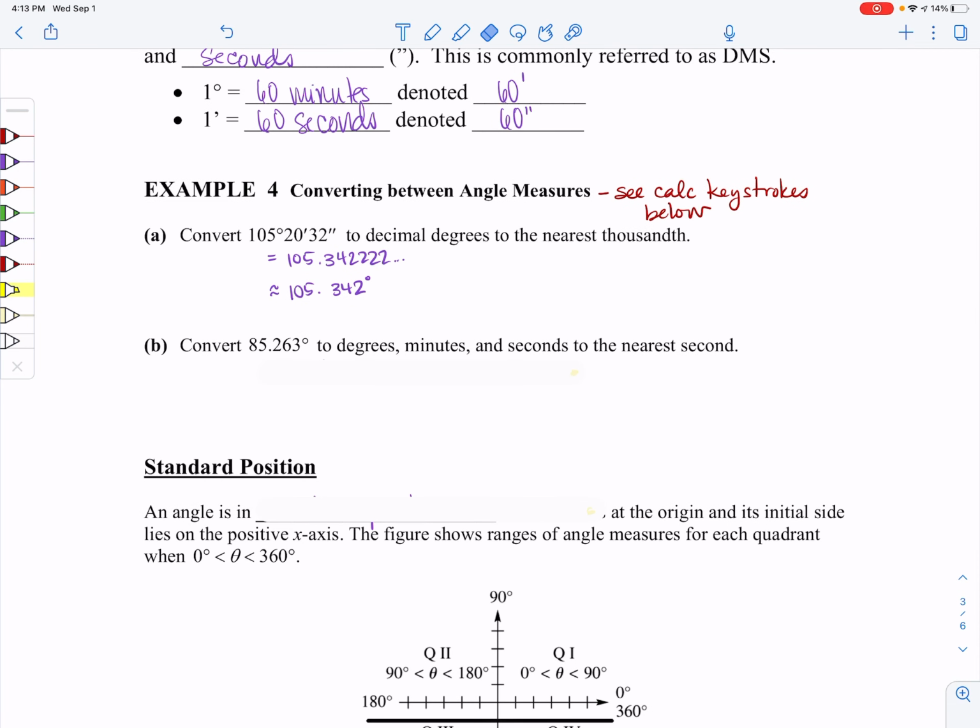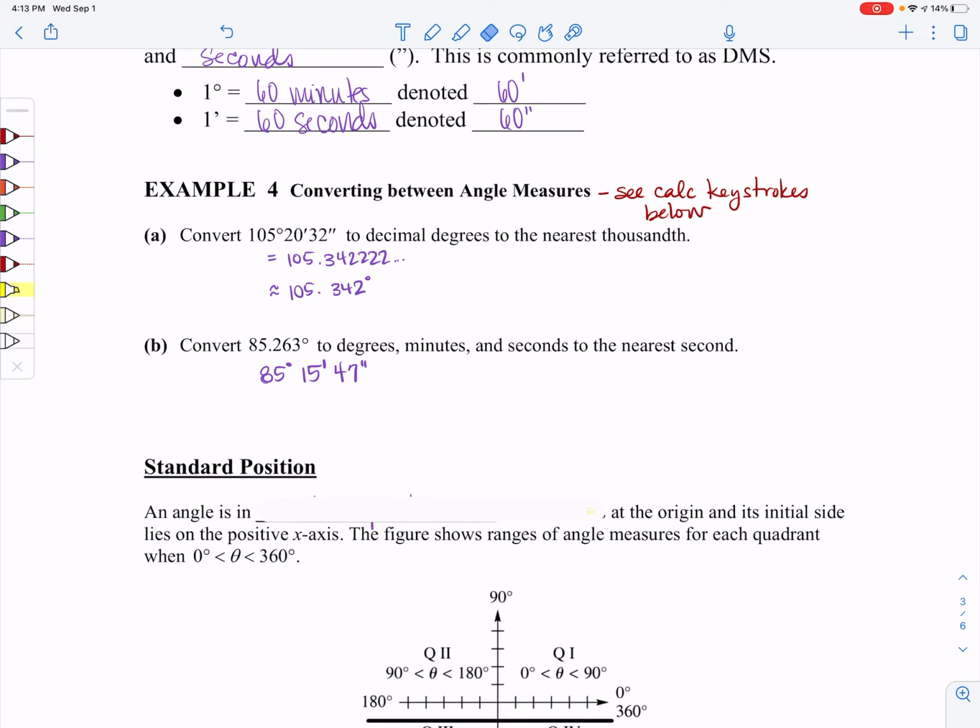Going backwards, converting 85.263 degrees to DMS. First thing, I automatically know this is going to be 85 degrees, some kind of minutes and some kind of seconds. But the 85 degree part I know for certain. And sure enough, it ends up being 85 degrees, 15 minutes, and 45 seconds.